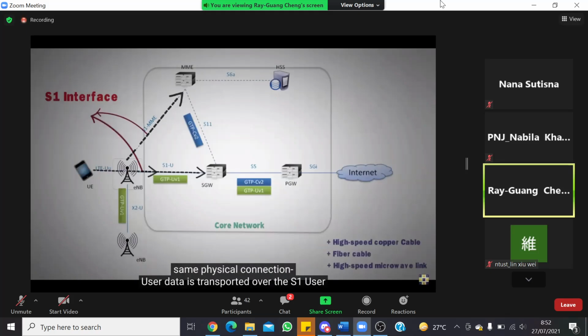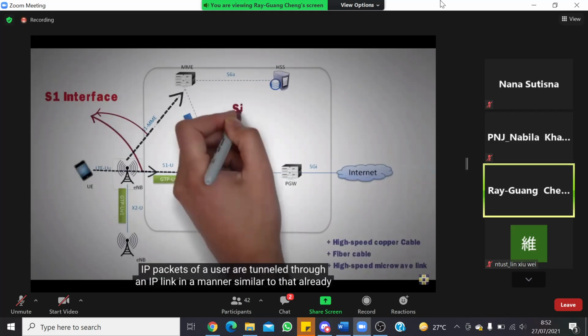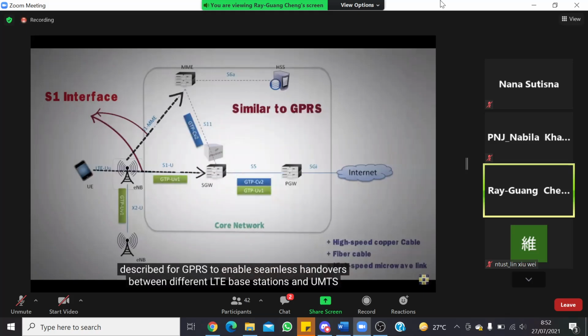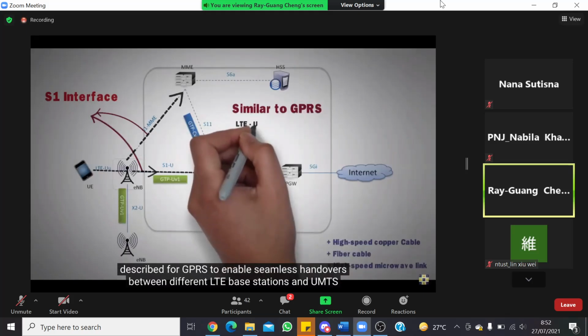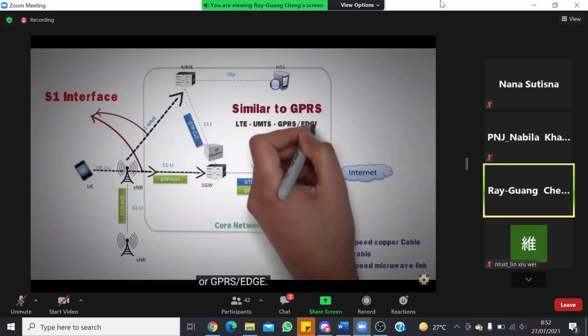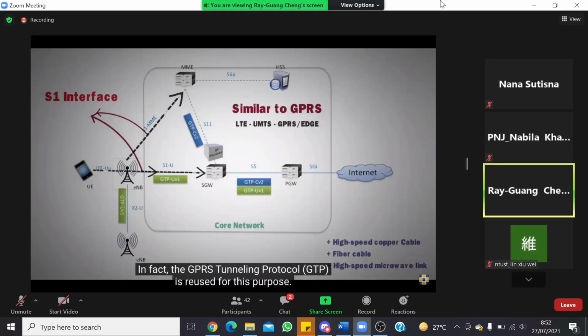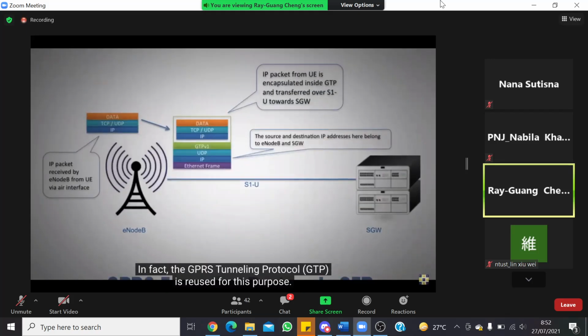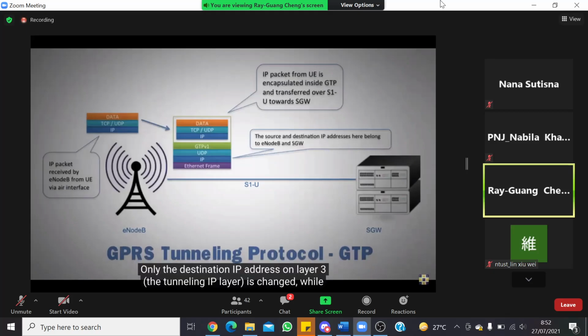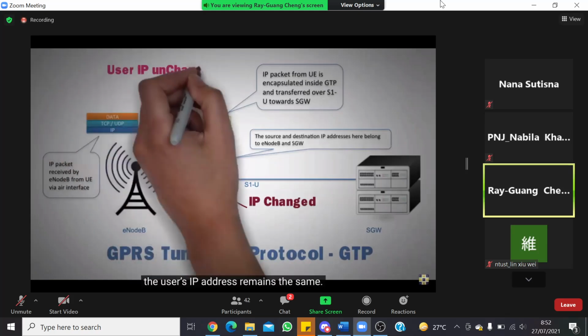User data is transported over the S1 user plane part of the interface. IP packets of a user are tunneled through an IP link in a manner similar to that already described for GPRS, to enable seamless handover between different LTE base stations and UMTS or GPRS. In fact, the GPRS tunneling protocol, GTP, is reused for this purpose. Only the destination IP address on layer 3 is changed, while the user's IP address remains the same.